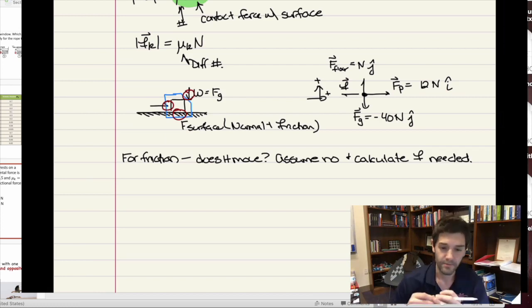So with friction, you could first ask, does the object move at all? Is the object moving, or is friction able to keep everything stationary? The way I usually approach these problems is I assume it does not move and calculate what friction I need for that to be true.